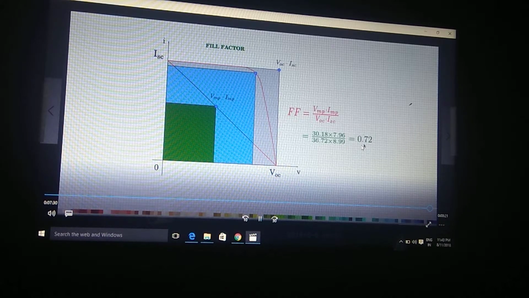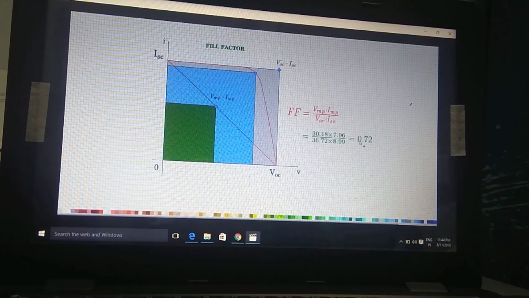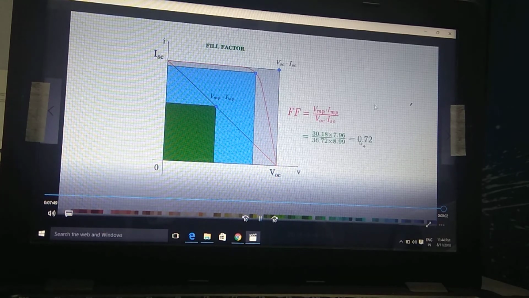If you say fill factor is 0.5, it is a very bad cell. If the fill factor is 0.8 or 0.85, it is a very good cell. So that is why FF, the fill factor, is generally calculated to measure the quality or the goodness of the PV cell.